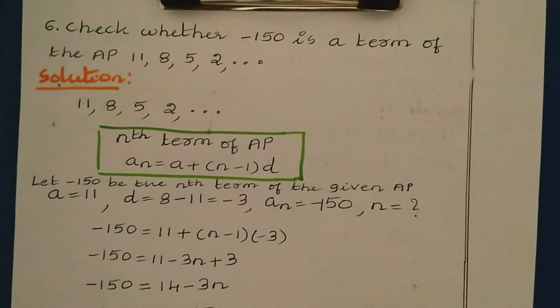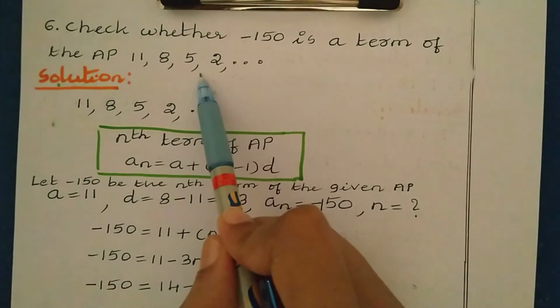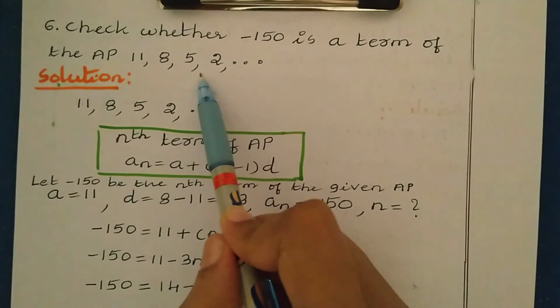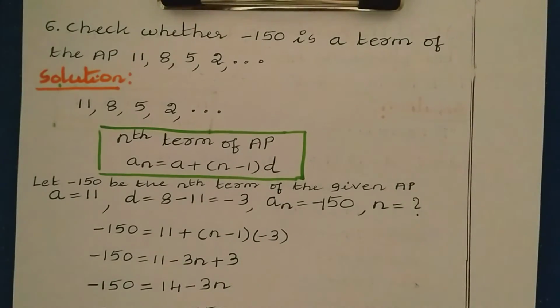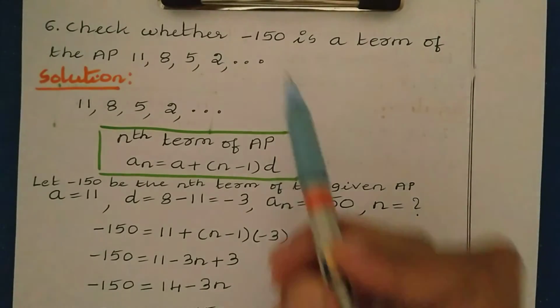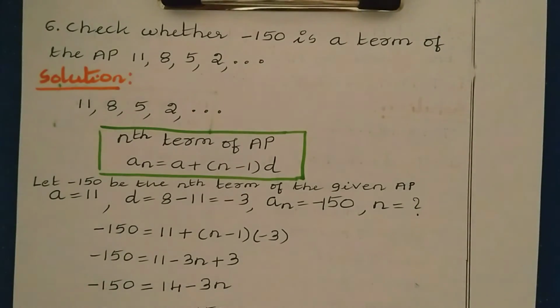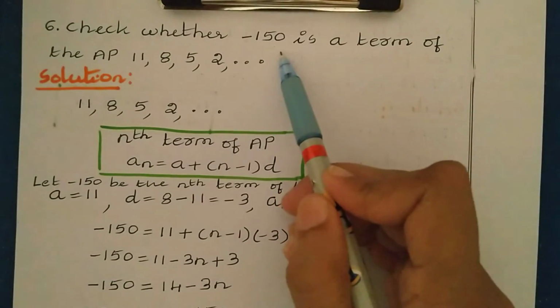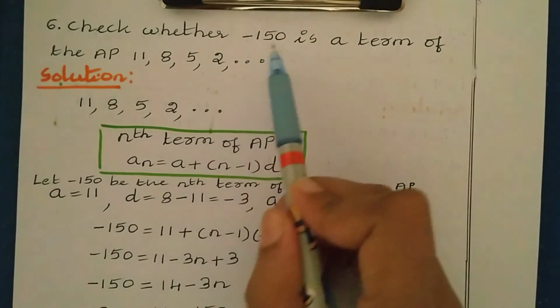To check that, first we make the assumption that this term belongs to this arithmetic progression. And then we are applying the formula nth term of arithmetic progression to find the value of n. And for n, if you are getting a positive integer, then that means this term belongs to this arithmetic progression. If you are not getting the n value as a positive integer, then that means this term does not belong to this arithmetic progression. So based on that, here we are checking.